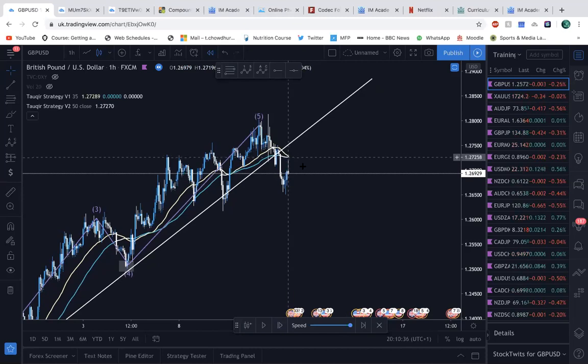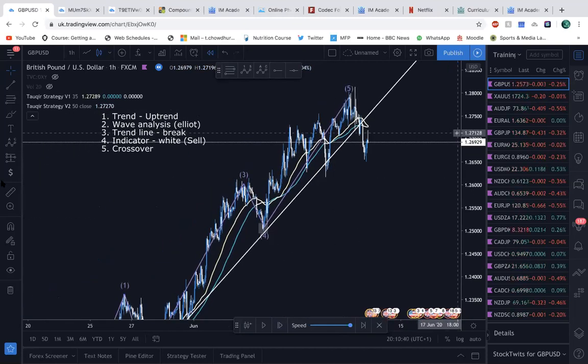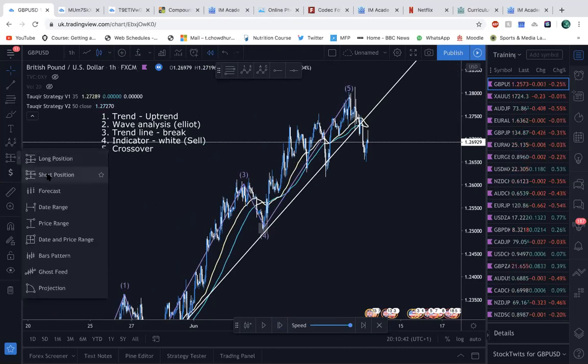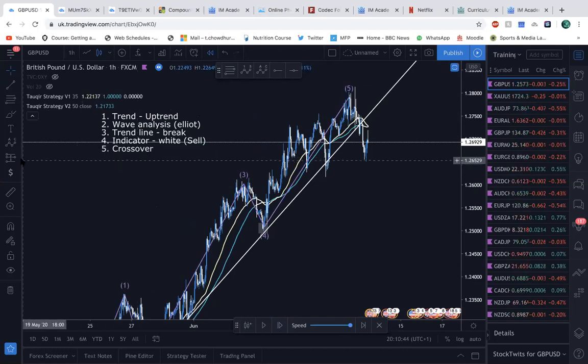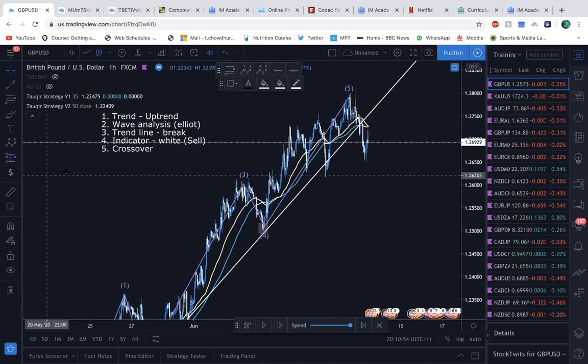Boom, they have just touched each other. I am now ready to enter my trade. Cool, so obviously I'm selling, so it's going to be a short position. If you're brand new, guys, go to the left-hand side where it says prediction and measurement tools. If you are selling, you want the short position, and if you are buying, you want the long position. So let's click on the short position, boom.